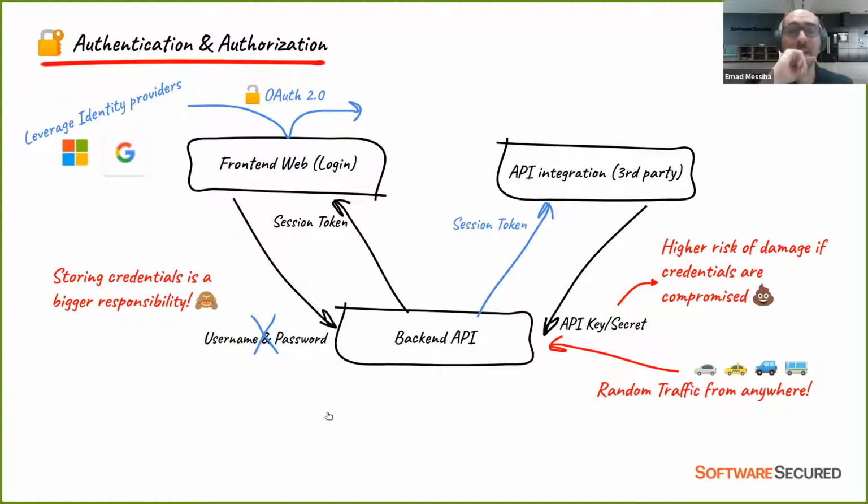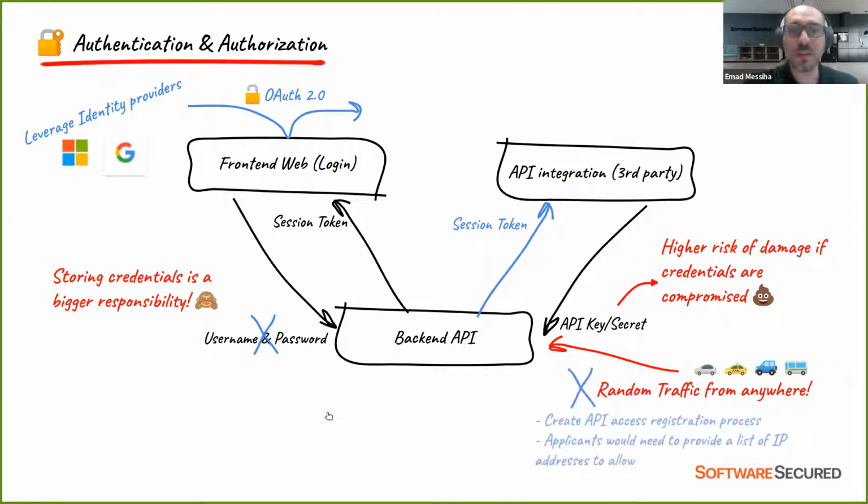Oh, that's a good point, actually. It's different because we said it's third party, so it could be from anywhere. The same origin that we talked about in the previous slide probably fits the front end web. So for that, we should have an API registration process. If someone needs access to the API, they have to provide us with a list of IP addresses that we can allow. This way, if the traffic is coming from an IP that we do not recognize, we do not allow that request. We only allow requests from the IPs that we know and explicitly allow, as opposed to just anyone.